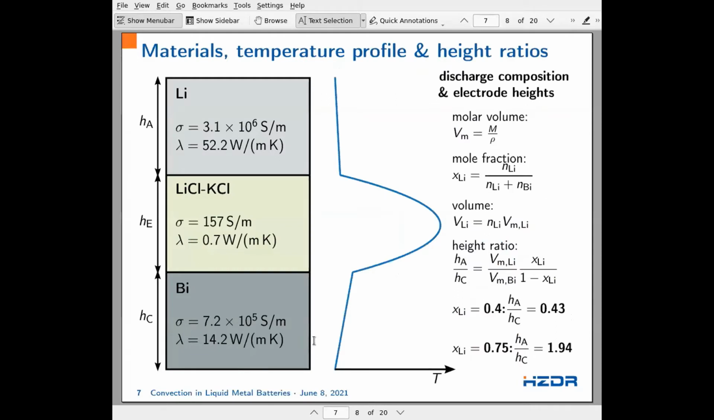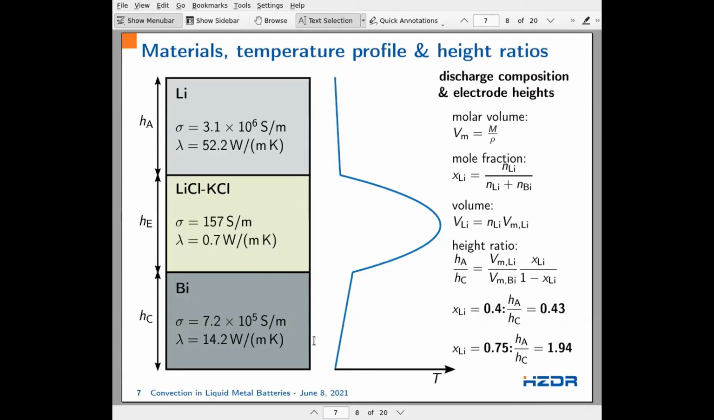Going back to the three layers, we have a liquid metal on top, as I said, with a very good electrical conductivity, and with the good electrical conductivity goes a very good heat conductivity. Then the molten salt, with much lower electrical conductivity and much lower heat conductivity, and on the bottom again, good electrical conductivity, good heat conductivity. That means the main heat source in the cell is the middle layer, the electrolyte.